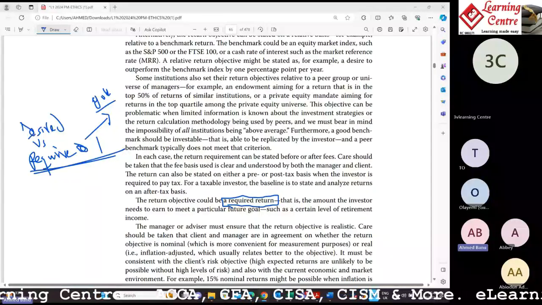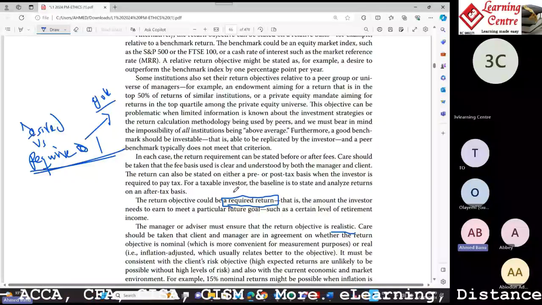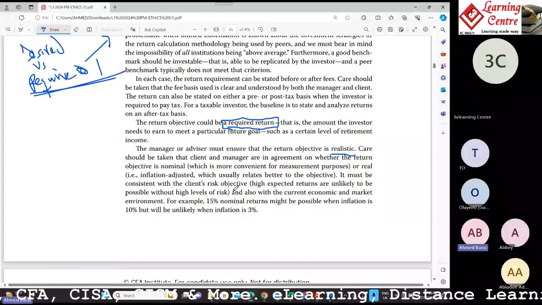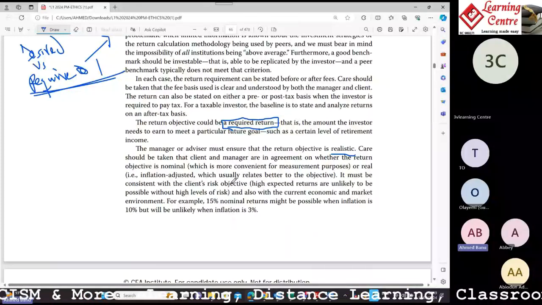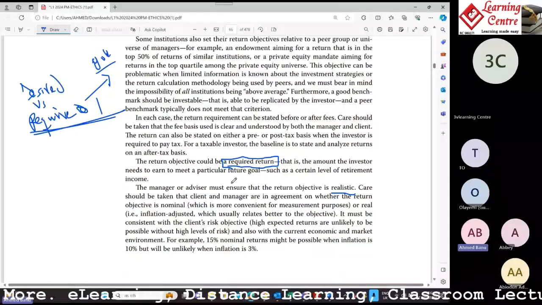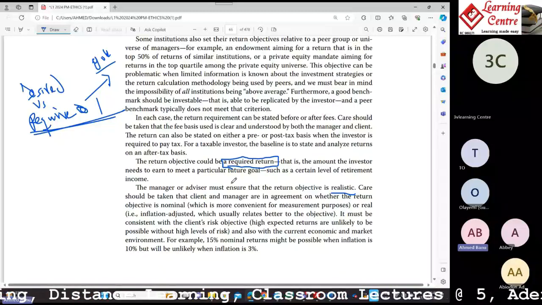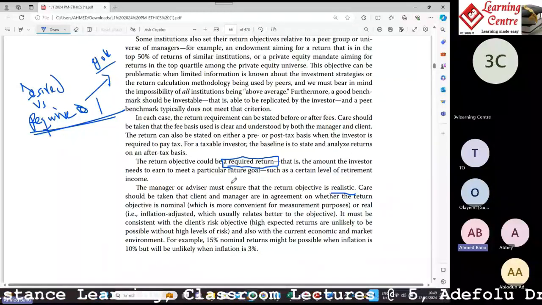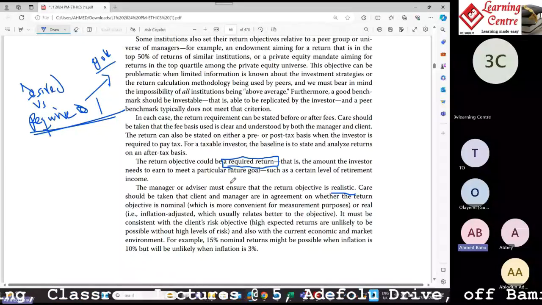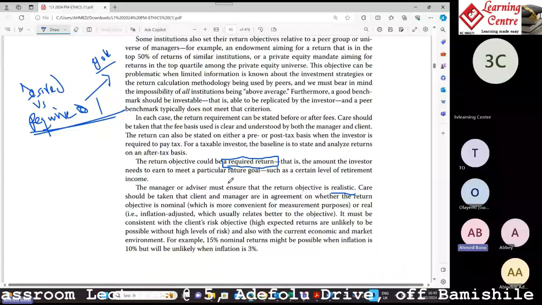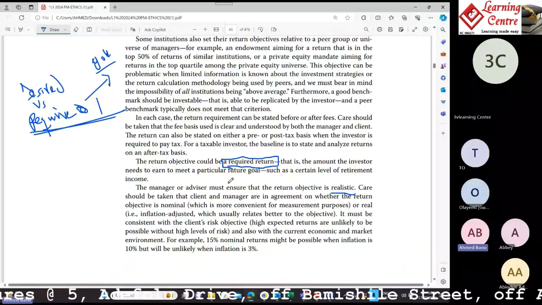Your return objective needs to be very realistic. You need to consider market conditions and also the client's risk tolerance. So your return objective must align and must be consistent with your client's return and risk objectives. A typical instance is somebody that cannot take risk cannot be demanding for high returns, and somebody that can take risk should not be giving low returns. So there must be some consistency and alignment amongst those things.